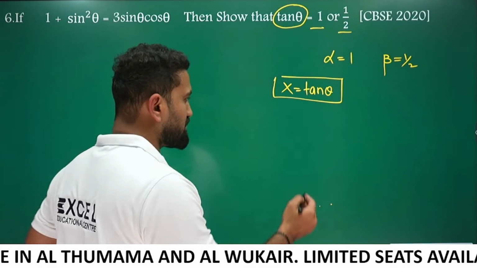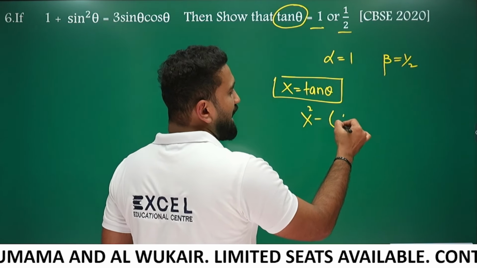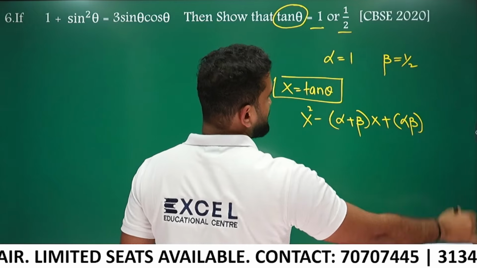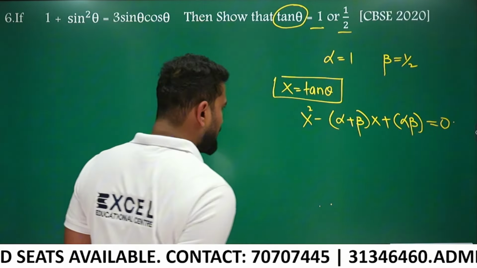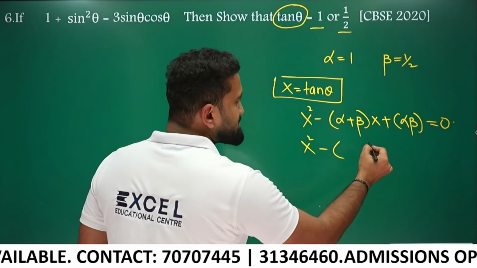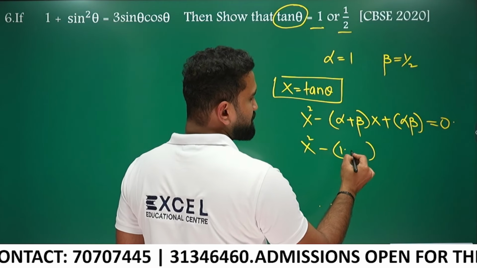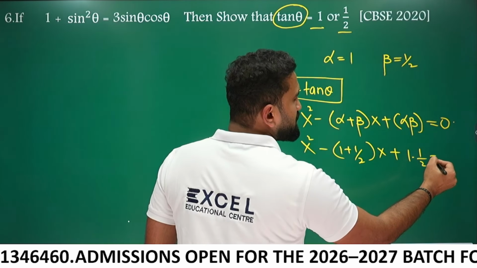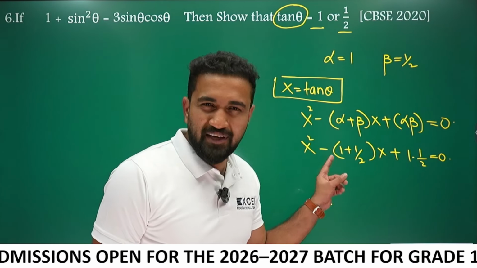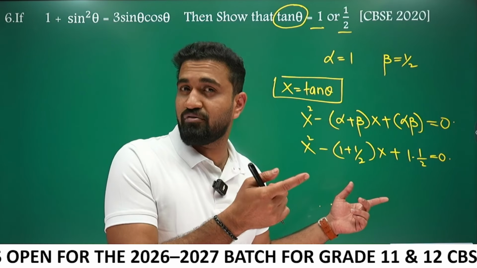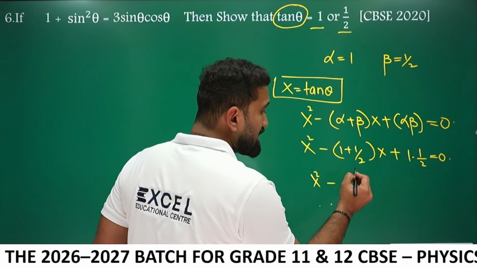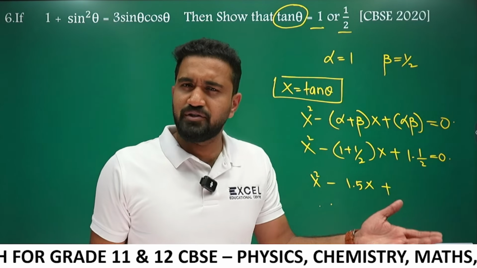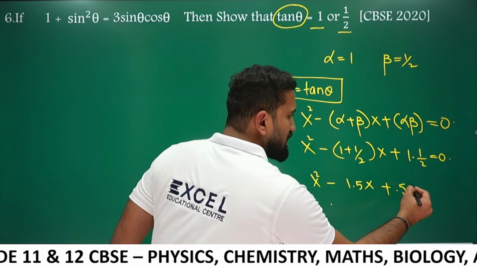What is the formula we learned? Yeah, tell me. We learned that x square minus (alpha plus beta, sum of zeros) into x plus product of zeros alpha into beta is equal to 0. So this will become x square minus, what is alpha plus beta? 1 plus 1 by 2, plus alpha into beta, 1 into 1 by 2, is equal to 0. Guys, tell me what is 1 plus half? 1 plus 0.5, 1.5. Can I write this as x square minus 1.5x, plus 1 into 1 by 2, which is 0.5. This is equal to 0.